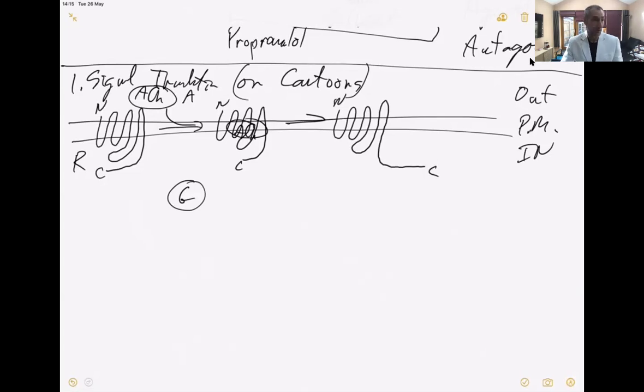Lefkowitz and Kobilka got a Nobel Prize in 2008, I believe, for the X-ray crystallographic structure. They know every atom in the beta-2 adrenergic receptor. So we now know what the inactive receptor looks like and the active, and it does kind of look like this.